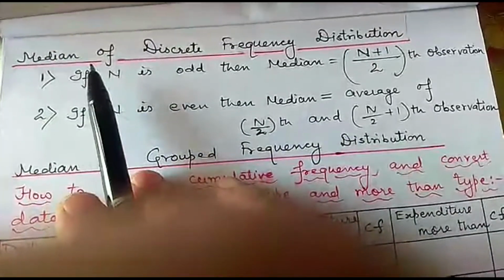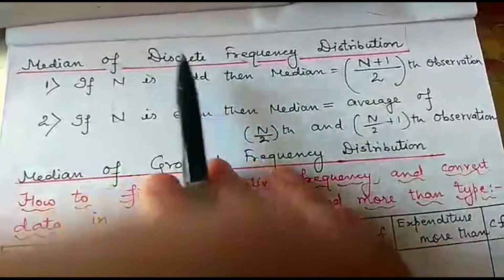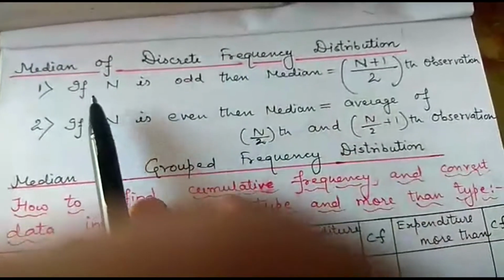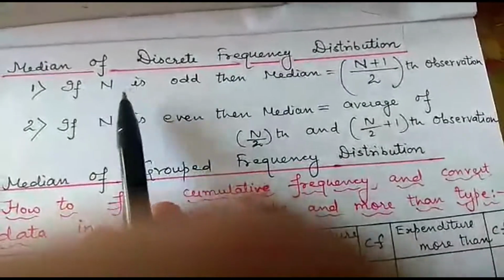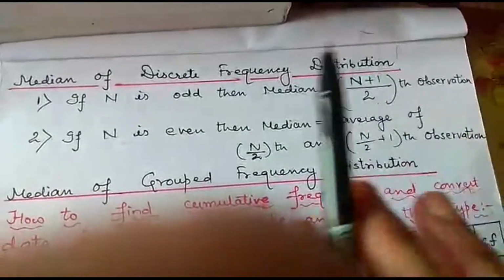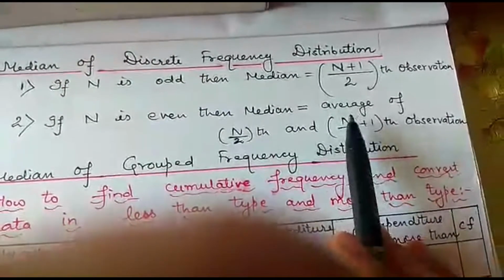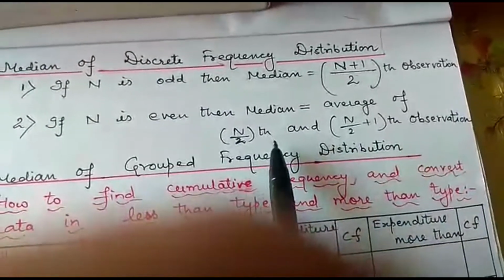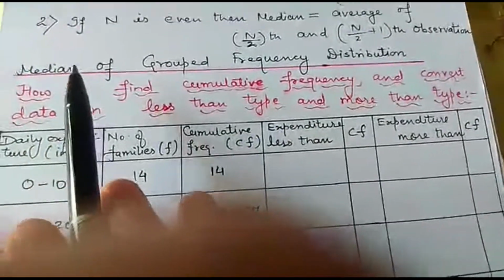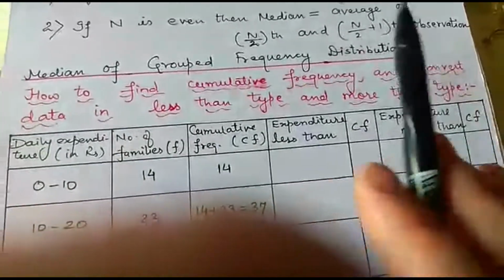Our next topic is how to find the median of any given distribution. For a discrete frequency distribution, in class 9th we have already studied that if the number of observations n is odd, then the median is the (n plus 1) by 2th observation. Secondly, if n is even, then the median is the mean or average of the n by 2th and (n by 2 plus 1)th observations. So in class 10th we are going to study how to find the median of a group frequency distribution.